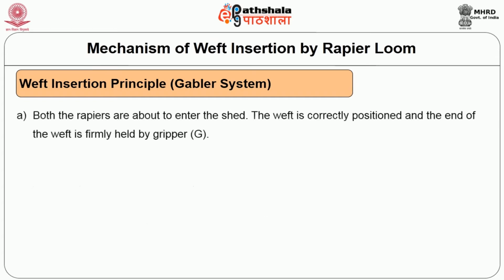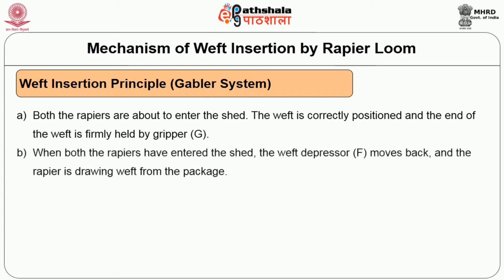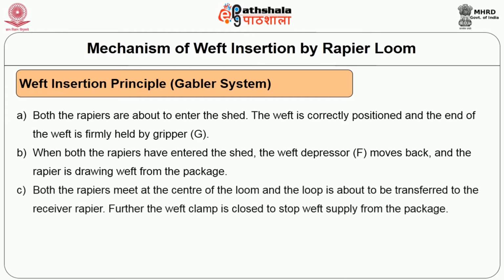Figure A shows that both the rapiers are about to enter the shed. The weft is correctly positioned and the end of the weft is firmly held by the gripper G. In B, you can see both the rapiers have entered the shed. The weft depressor F has moved back and the rapier is drawing weft directly from the package. In position C, we can see both the rapiers meet at the center of the loom and the loop is about to be transferred to the receiver rapier. Further, the weft clamp is closed to stop weft supply from the package.